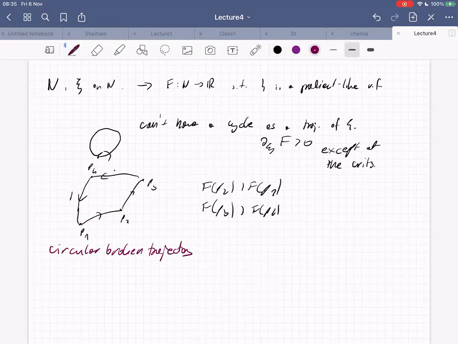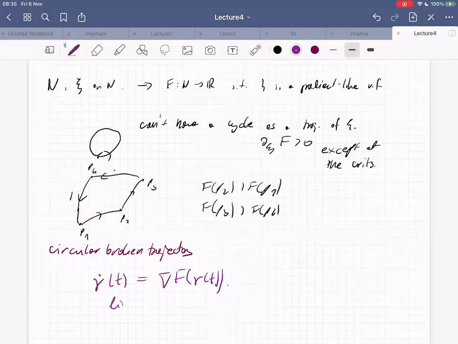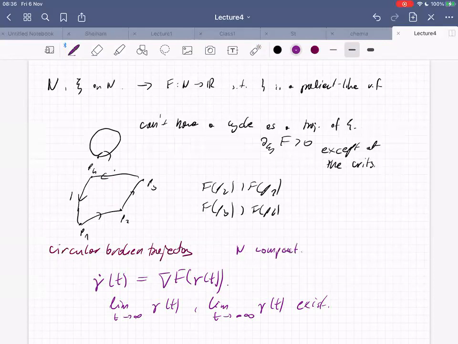And of course, if you have a gradient vector field, then you know that for the differential equation df of gamma of t, the limit exists, for N compact, and it is a critical point. So how can you prove it? Well, it's a standard problem in ordinary differential equations. I think I forgot to give it as homework last year. I taught ODEs, but it's approximately that level.